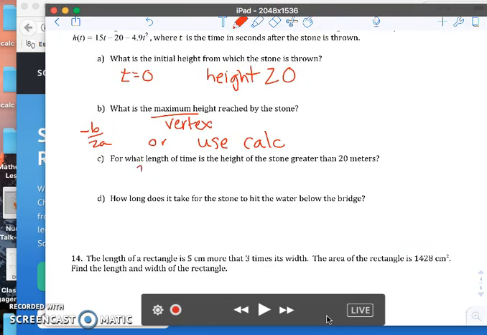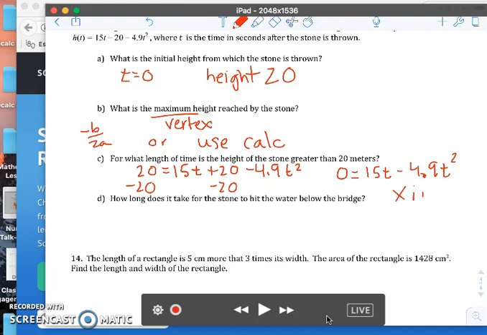The length of time that it's greater than 20. So that means we're setting 20 equal to 15t plus 20 minus 4.9t squared. And we have to solve it, so we'll set it equal to 0. So again, we could do this by graphing. We could also factor this one. But we'd be looking for our x-intercepts there. How long does it take to when it hits the water? So our water would be height 0. And again, we'd be looking for our x-intercepts there.